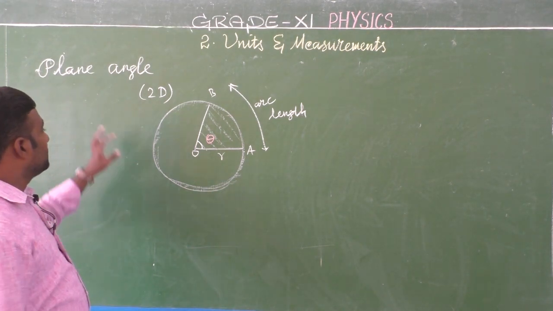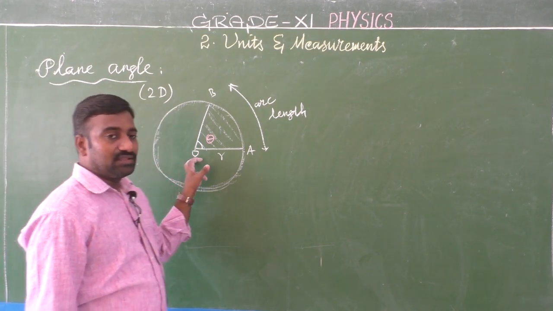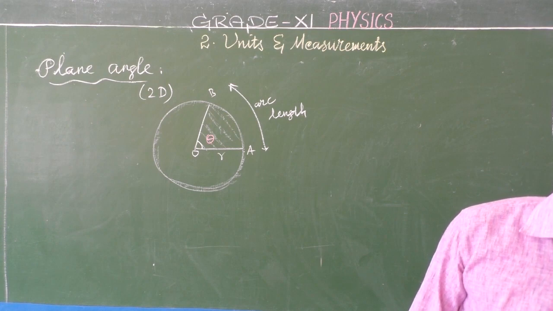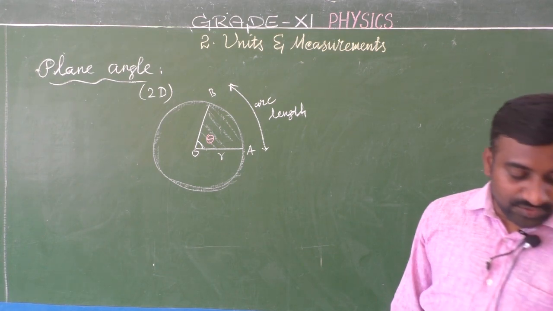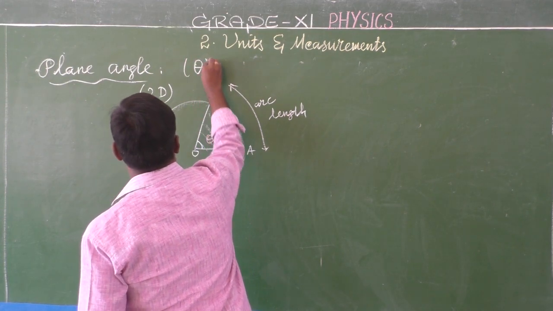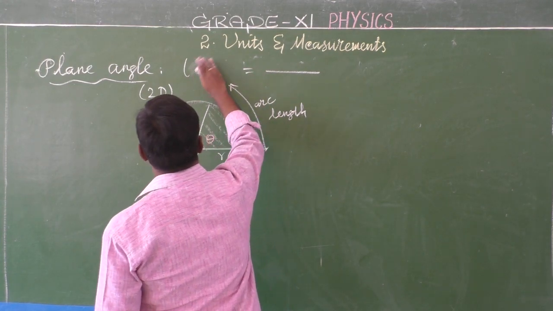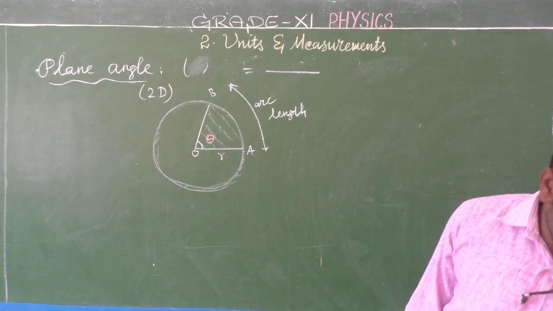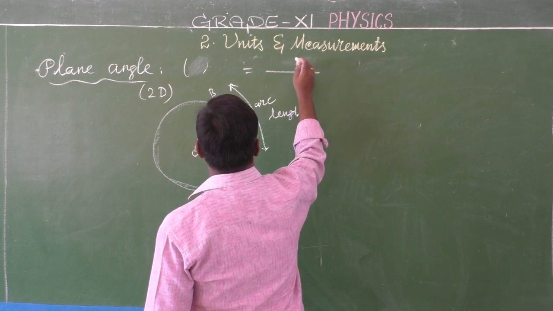So now we can define the plane angle. What is a plane angle? The plane angle is the ratio of the length of the arc to the radius. The plane angle is denoted by the letter theta. Plane angle is the ratio between arc length and radius.